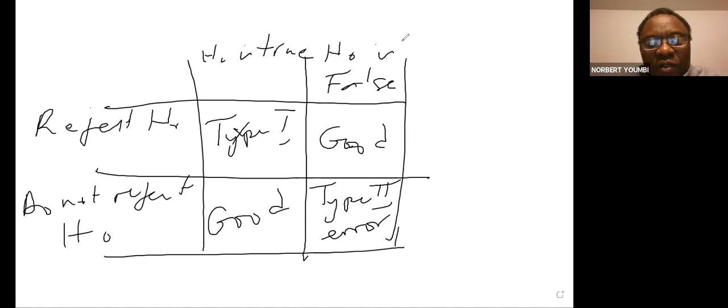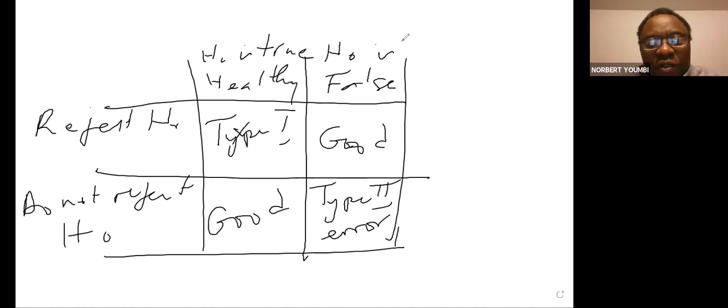Type 1 error and type 2 error are like a balanced type of situation. If we take the example of a visit to the doctor, we will say H0 is true when the patient is healthy. We will say rejecting H0 will mean giving treatment to that patient.